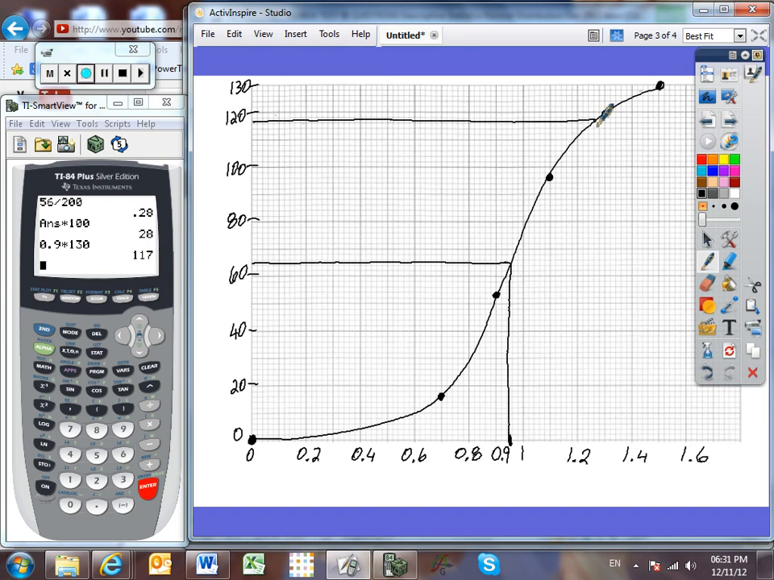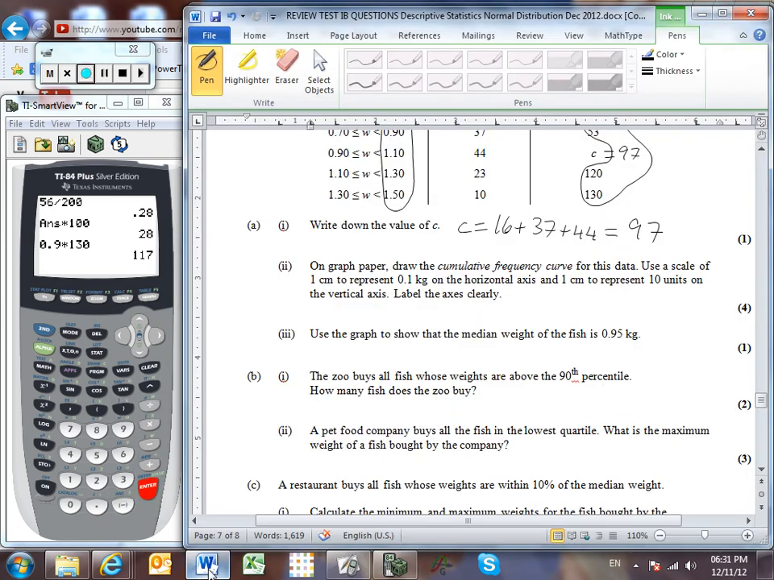And if I trace that straight down, I look to be at approximately right in between 1.2 and 1.3. So I guess at about 1.25 is probably where I'm at. So how many fish does... Oh, I've kind of jumped ahead, haven't I? Yeah, that's not actually what it's asking.